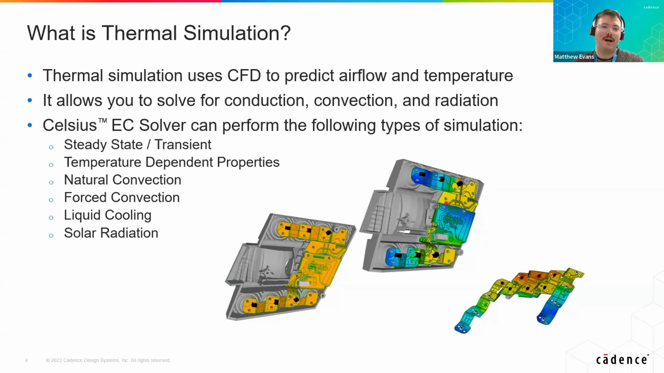Thermal simulation lets you solve for the three mechanisms of heat transfer: conduction, convection, and radiation. And if you're using the Cadence tool, Celsius EC Solver, you can solve models that are steady state, so just working out, if you leave something long enough, what temperature does it arrive at? We can consider transient models. So how long do things take to heat up and cool down? What are the temperature variations over time?